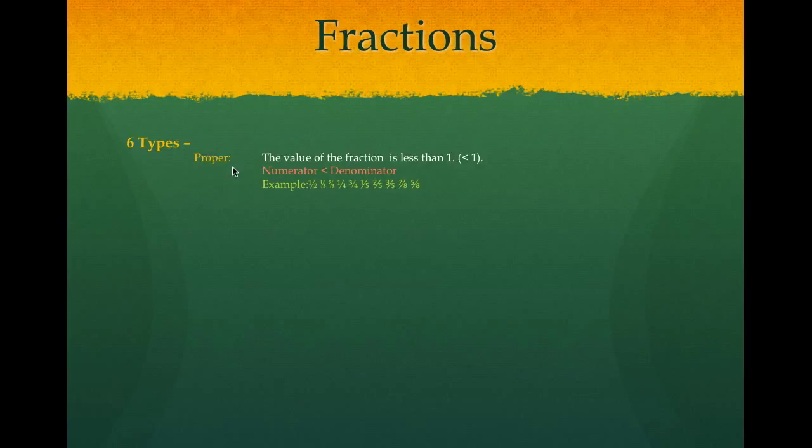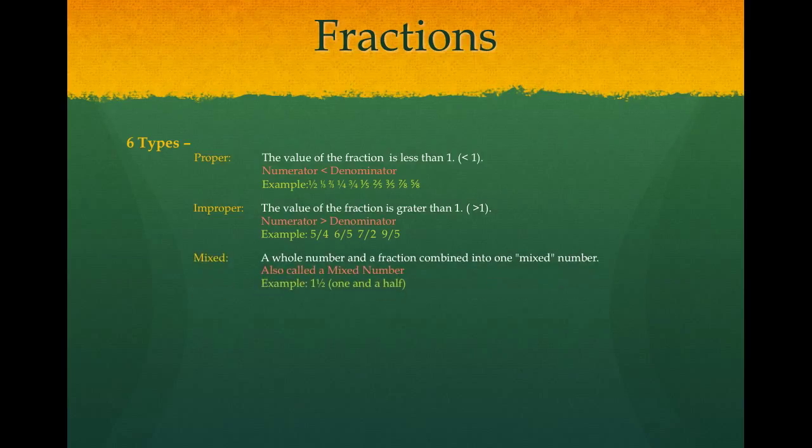Proper fractions are the fractions which have a value less than 1. Therefore their numerator is less than their denominator. So examples of proper fractions would be 1 by 2, 1 by 3, 2 by 3, 3 by 4. So here the numerators are less than the denominators. Improper fractions are the fractions which have a value greater than 1. Therefore their numerator is greater than the denominator. For example, 5 by 4, 6 by 5, 7 by 2, 9 by 5. All these are improper fractions.